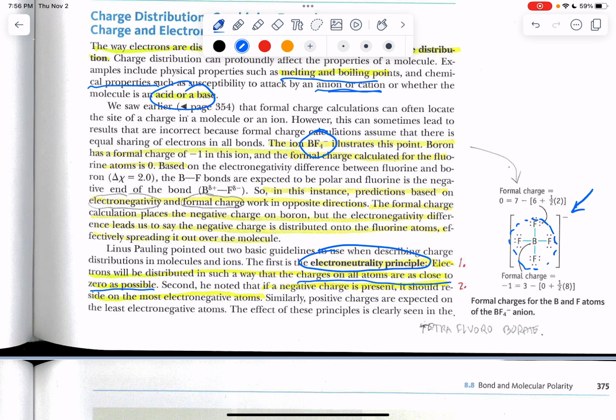And you can see that 0 is better than a -1 because 0 is as close to 0 as you can get. And then second, the negative charge that is present should reside on the most electronegative element, which of course is fluorine.